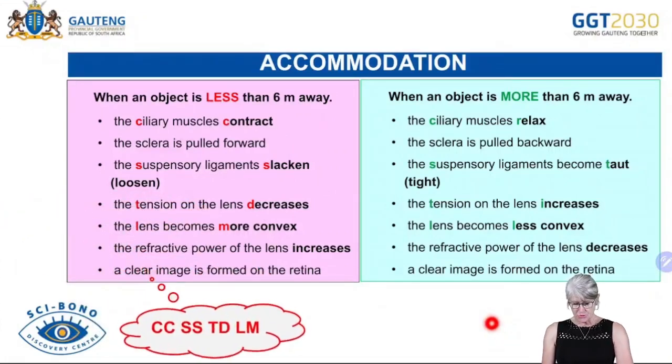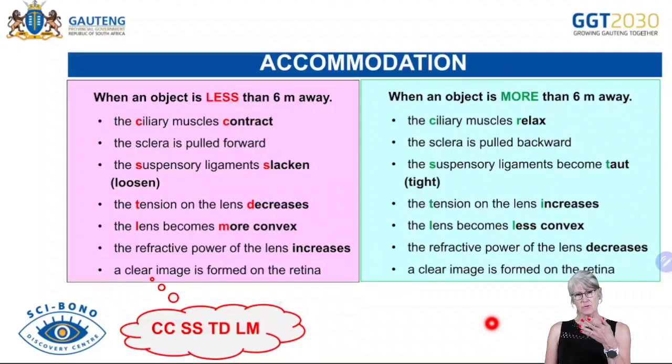Okay, so to try and remember this, we have this little mnemonic. So we say CC, which is ciliary muscles contract, suspensory ligaments slacken, that means they become loose, tension decreases on the lens, and the lens becomes more convex. And that means then I can focus close up.